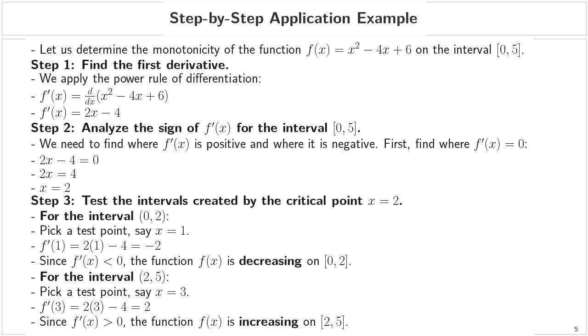By following these steps, we have successfully mapped out the behavior of the function. In the next slide, we will discuss some common mistakes to avoid, particularly the tendency to confuse the value of the function with the sign of its derivative.